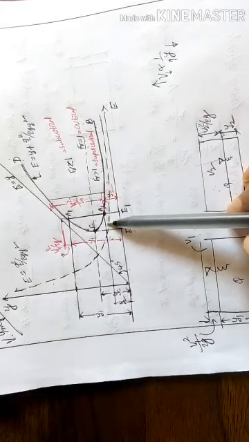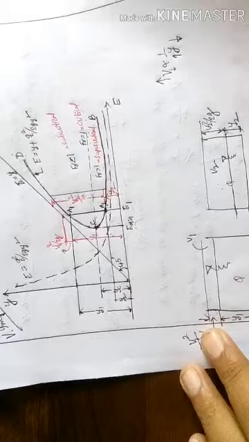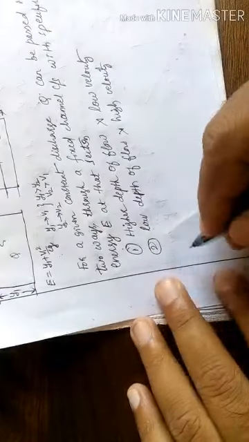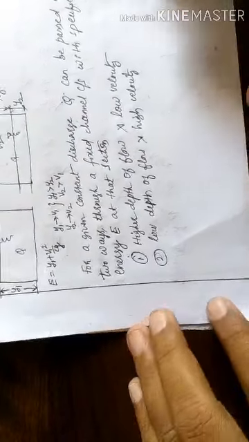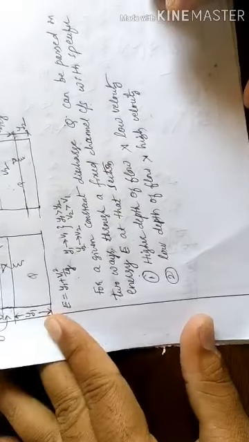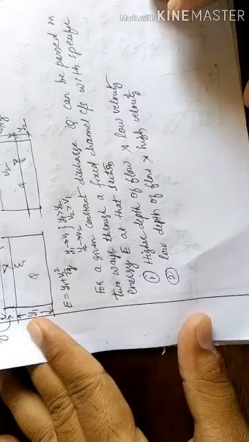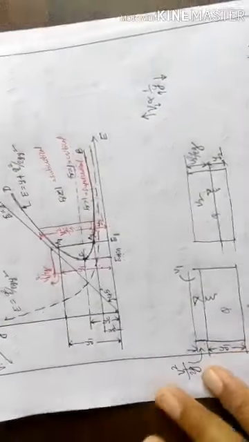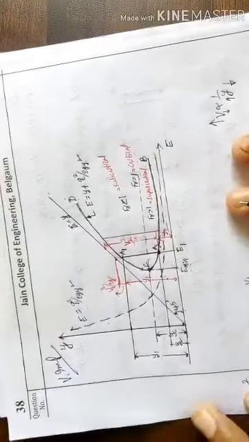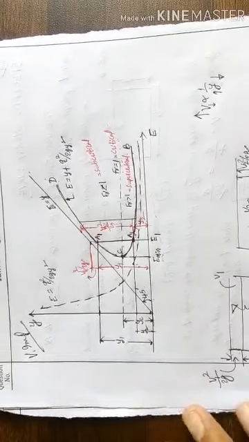Some of the parameters we'll discuss in the next part of this lecture, that is how the critical depth can be derived, then the critical velocity, and also the minimum specific energy in terms of critical depth. So in the next lectures I'll be discussing the critical depth, critical velocity, and minimum specific energy in terms of critical depth. I hope you understood these things. Thank you.